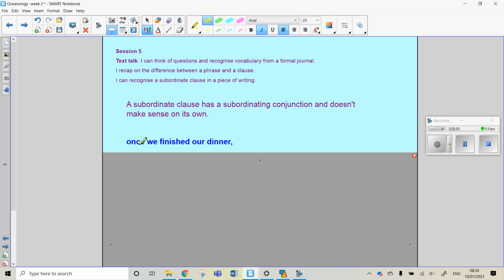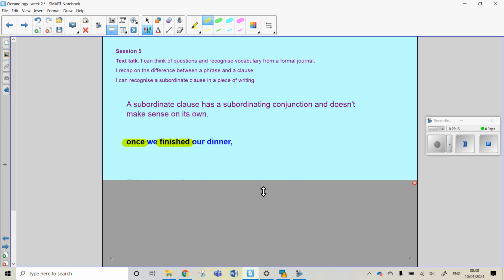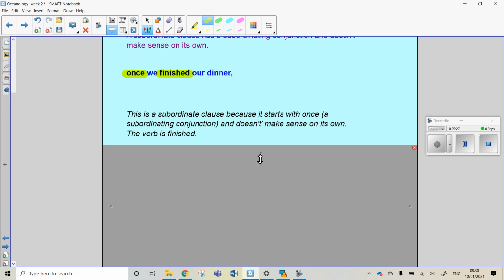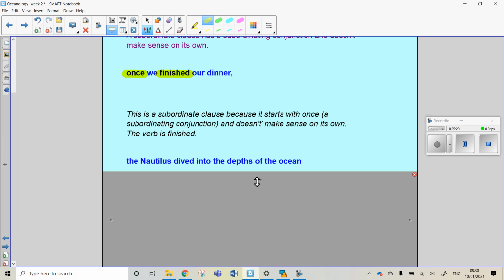Once we finished our dinner, well, this is a subordinate clause, because it's got a subordinating conjunction in once, the verb is finished, and it doesn't make sense on its own. I've written that below it. This is a subordinate clause because it starts with once, a subordinating conjunction, and doesn't make sense on its own. The verb is finished.